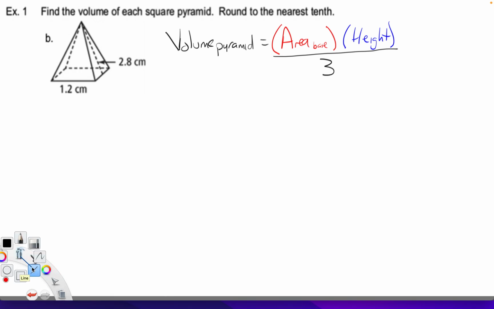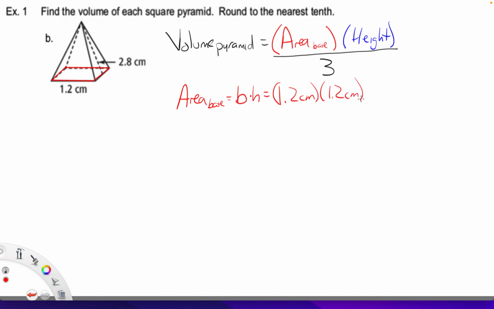So first, let's find the area of the base. Let's draw it first. This is what the base looks like. Here, there's one side, 2, 3, and 4 sides of that base there. And the area of that base is just going to equal base times height, which is going to equal 1.2 centimeters times 1.2 centimeters, which is going to equal 1.44 square centimeters. So there's the area of the base right here.